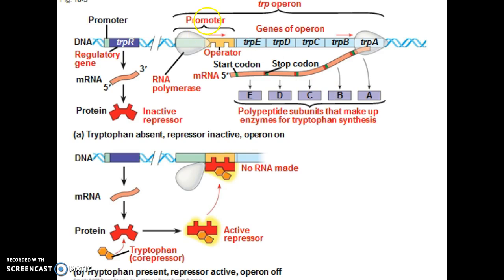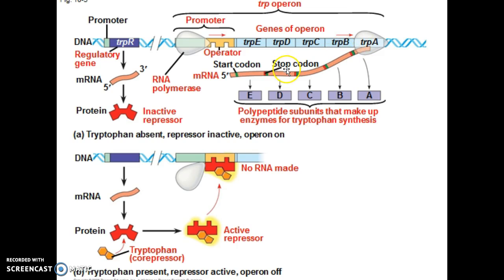The promoter allows RNA polymerase to bind to it only if the operator is active. And by active, what I mean is there is not a repressor bound in place to it. If there's a repressor in place, RNA polymerase cannot bind to the promoter, and transcription will not happen.